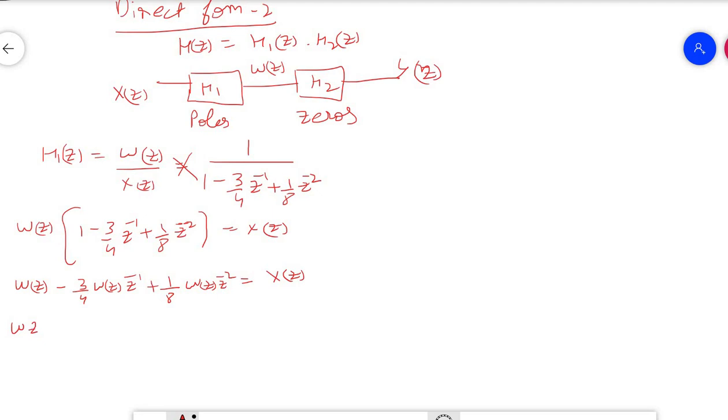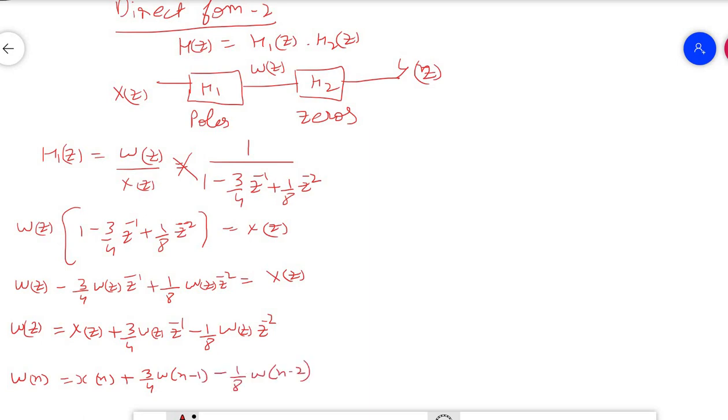The output is W(z). So this W(z) is equal to X(z) plus 3 by 4 W(z) z minus 1 minus 1 by 8 W(z) z minus 2. So in the n domain, it is w(n) equals x(n) plus 3 by 4 w(n minus 1) minus 1 by 8 w(n minus 2).